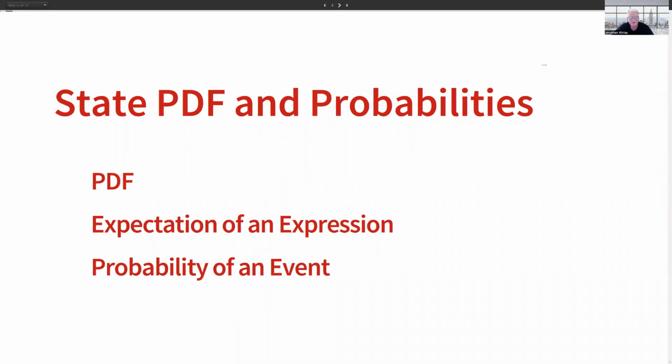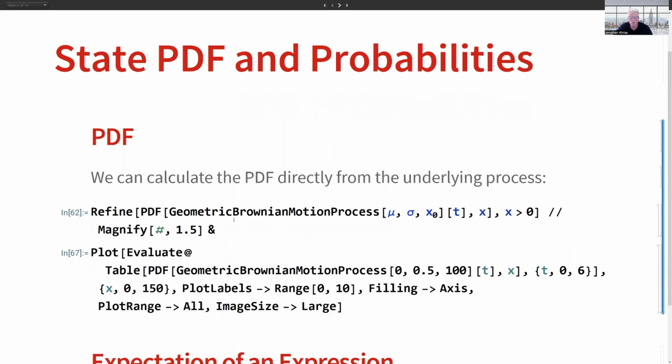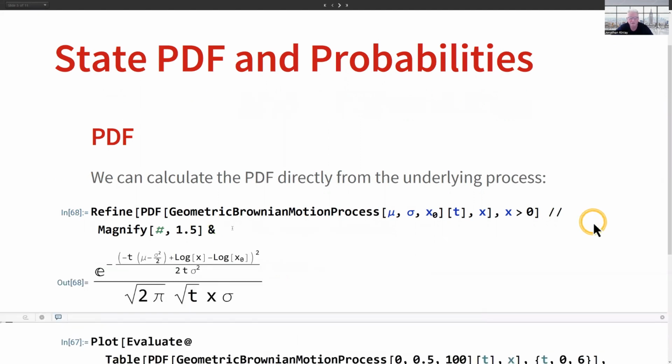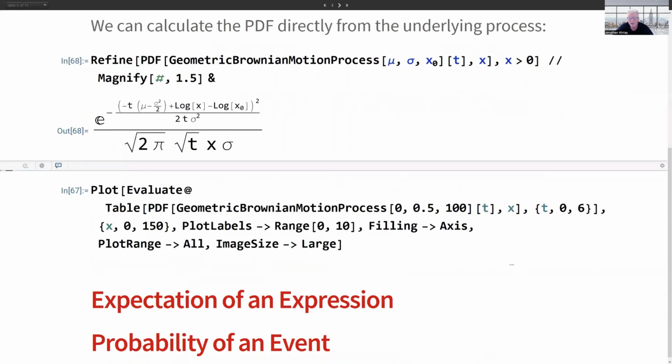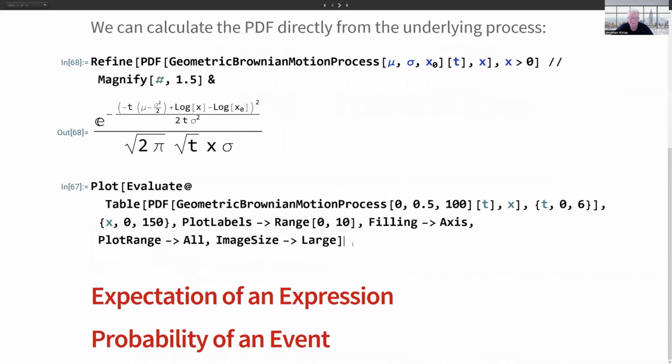Let's move on now to discuss the probability density function of the state of a GBM process and how it can be used to calculate expectations and probabilities. If you recall, the PDF of a geometric Brownian motion process is a log normal distribution. We might want to plot that PDF for a specific GBM process.